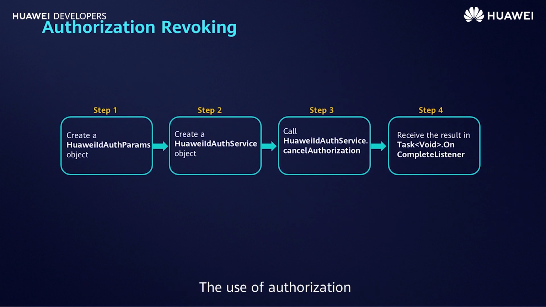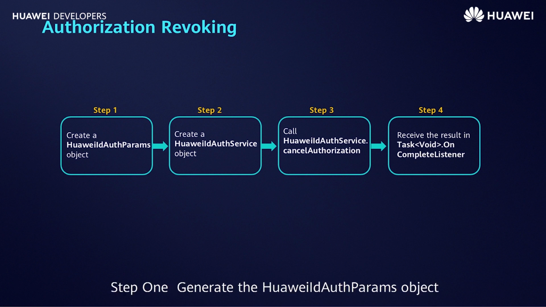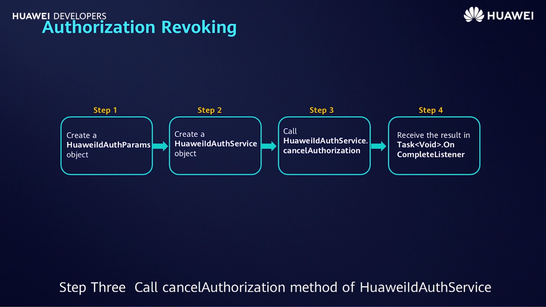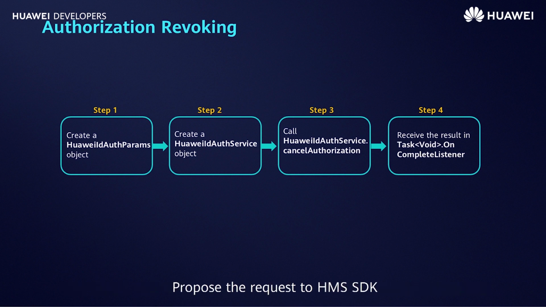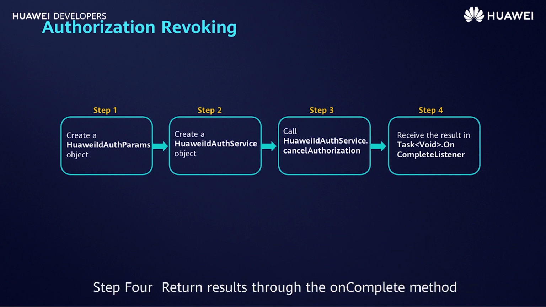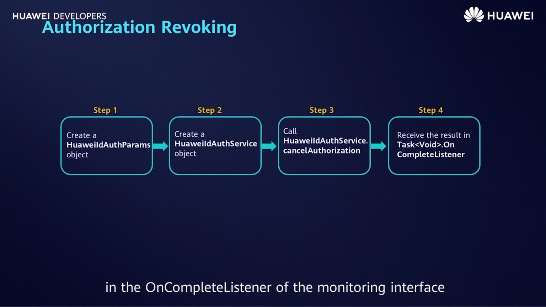Let's see the function of authorization cancellation, and the code. The use of authorization cancellation is divided into 4 steps. Step 1 generates the Huawei ID auth params object. Step 2 generates the Huawei ID auth service object. Step 3 call the cancel authorization method of Huawei ID auth service. Propose the request of HMS SDK to cancel authorization. Step 4 return the result through the onComplete method in the onComplete listener of the monitoring interface.